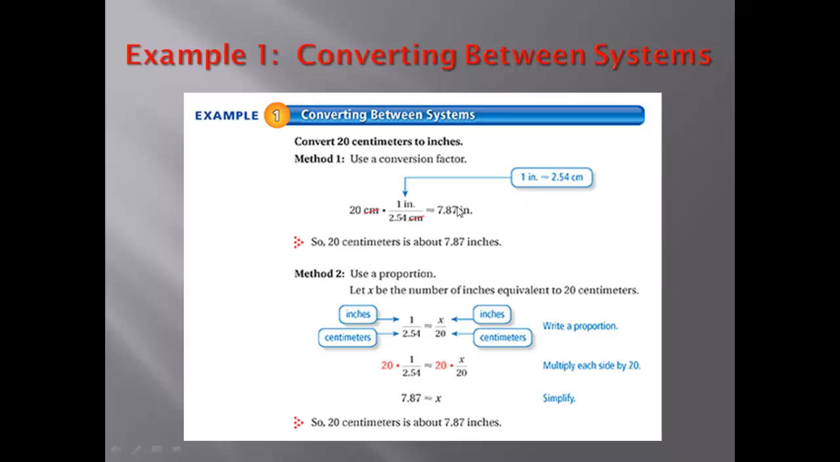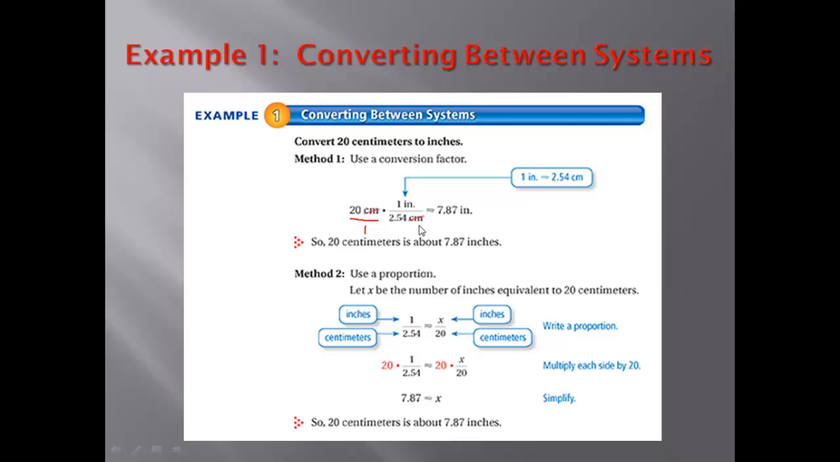To set this problem up, we have 20 centimeters, and you can write that over 1 if that helps to make it a fraction, and we're going to multiply it by our conversion factor. Since centimeters is on the top of the first one, we need it on the bottom of the second one so that we can cancel it out. So we're going to put 1 inch on top and 2.54 centimeters on the bottom.